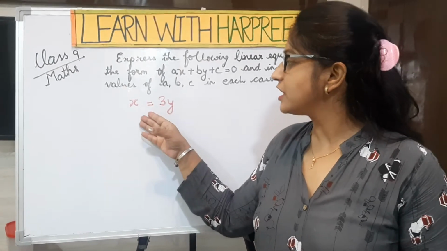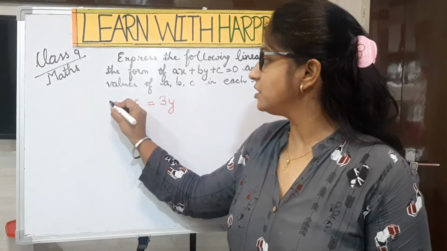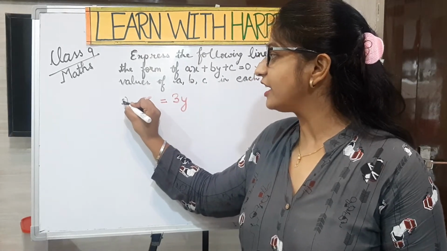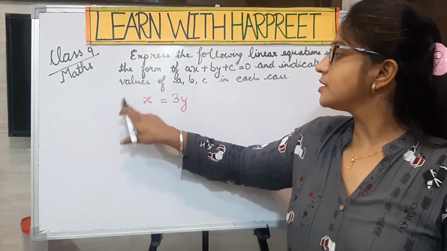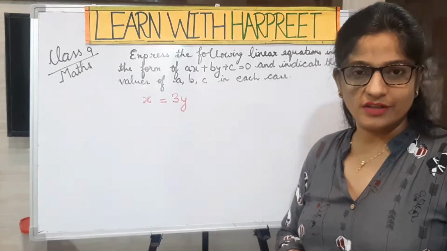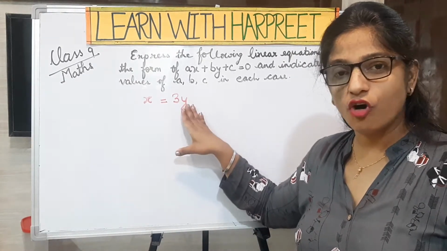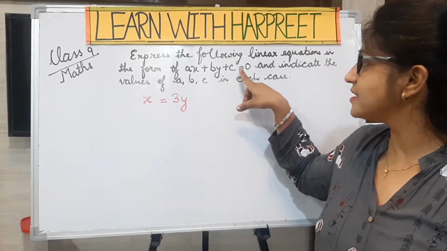So here I have taken another question, the second question, to make your concept more clear. I have taken one more example. See, x is equal to 3y was given to me. I have to convert this in the form of ax plus by plus c is equal to 0.